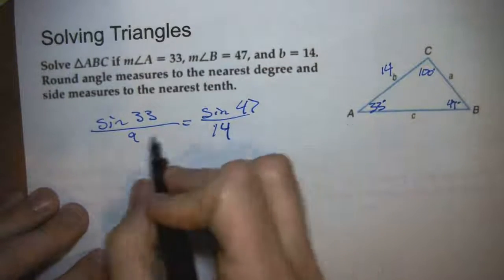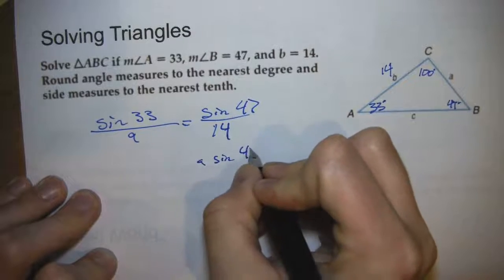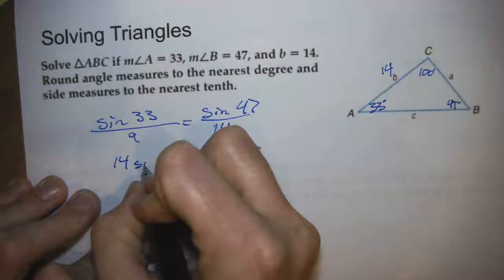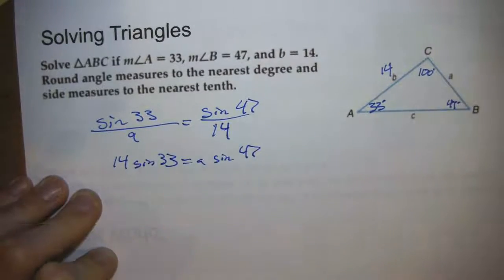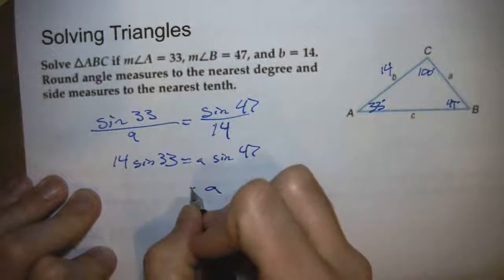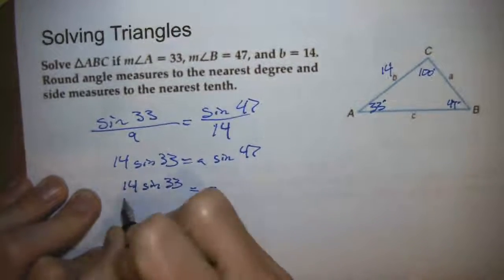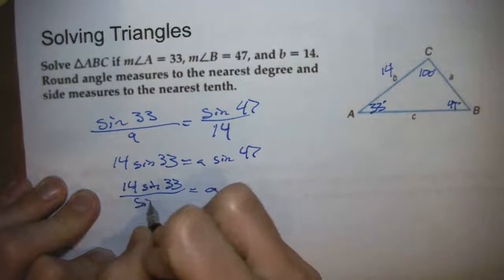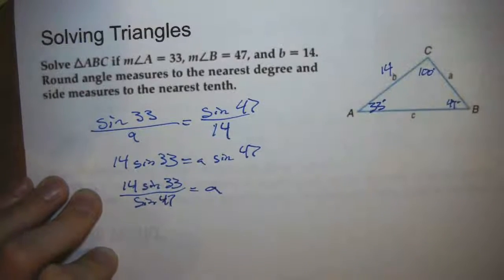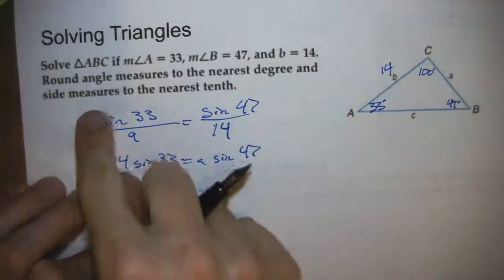So we'll multiply both sides by A. So we'll get A sine of 47 is equal, multiplied by 14 on both sides, 14 sine of 33. And then we can divide both sides by sine 47. So A is going to be equal to 14 sine 33 over sine 47. All right. And that'll give us that side exactly. So let's go ahead and work that out. And we were asked to round side measures to the nearest tenth.